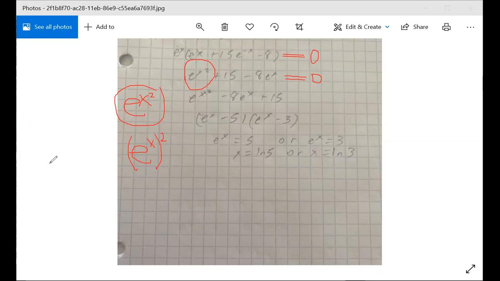Remember last week we talked about that e to the power x squared is e to the power of x multiplied by x. So when you multiply e to the power x with e to the power x, you don't get e to the power x squared. You need to have parentheses there. Do you follow me?